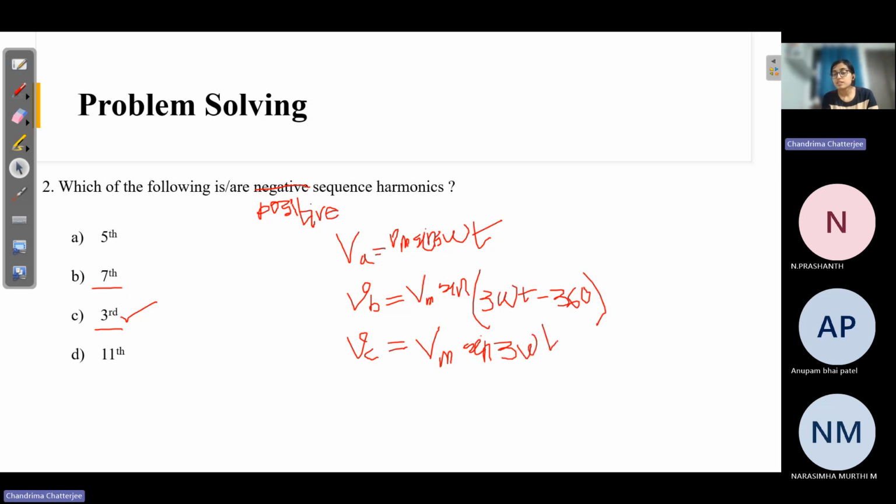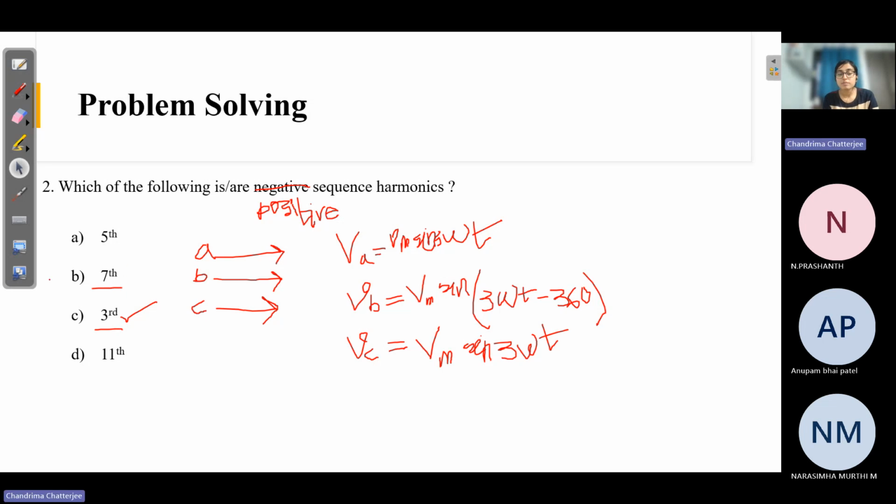So you see there is a special case. These are called triplet harmonics. The third harmonic, the sixth harmonic, the ninth harmonic, they are always in phase. The three A, B, C, they are in phase. There is no phase difference between them for the triplet harmonics.